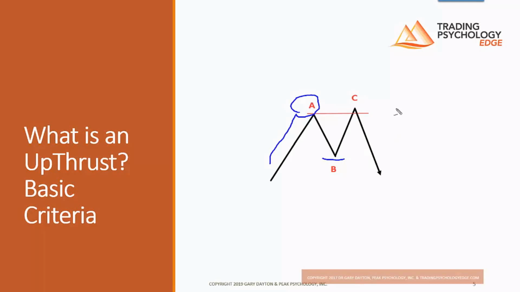We short at that point, or sell short at that point, and our target is a drive down through and below the low at B. We're looking for a new low, a lower low in here. All right, so let's take a look at an example.